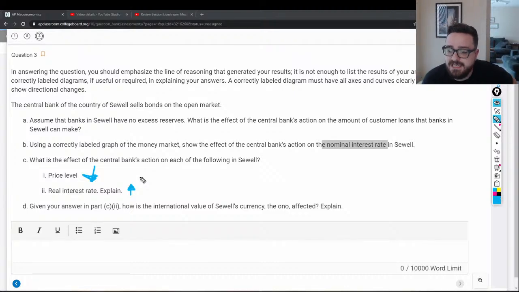And then part D, given your answer to part C double I, this is why they asked about real interest rate. What's happening to the value of their currency?